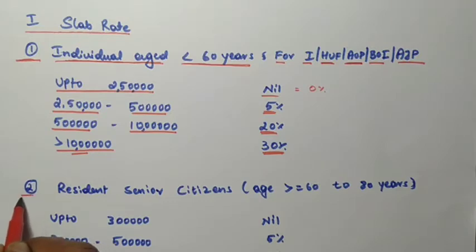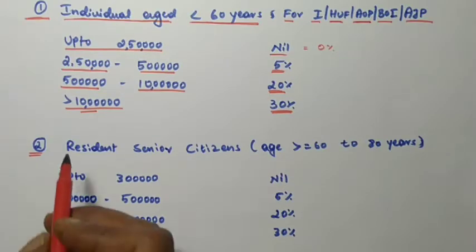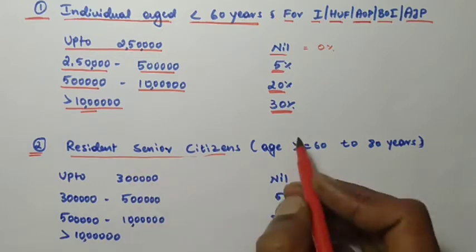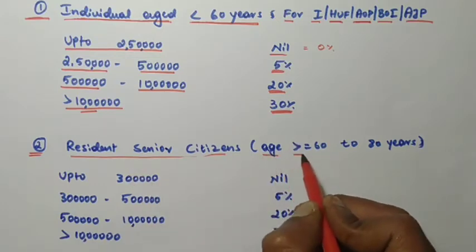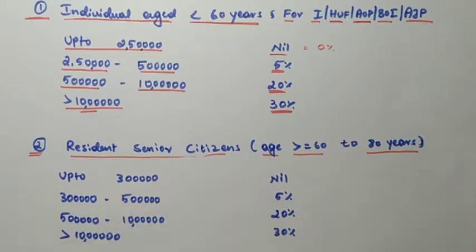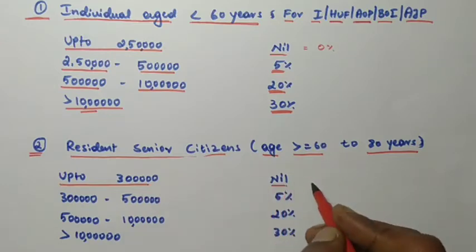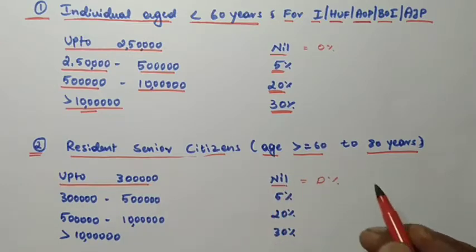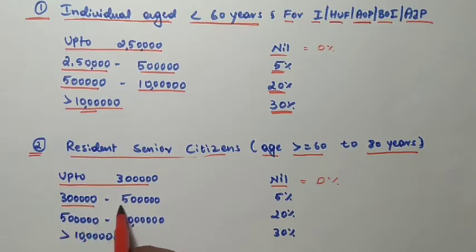And the second slab is for resident senior citizens, that is age above 60 years to 80 years. For these persons, up to 3 lakh is nil rate of tax, 0%. From 3 lakh to 5 lakh, 5%. From 5 lakh to 10 lakh, 20%. Above 10 lakh, 30% of tax.